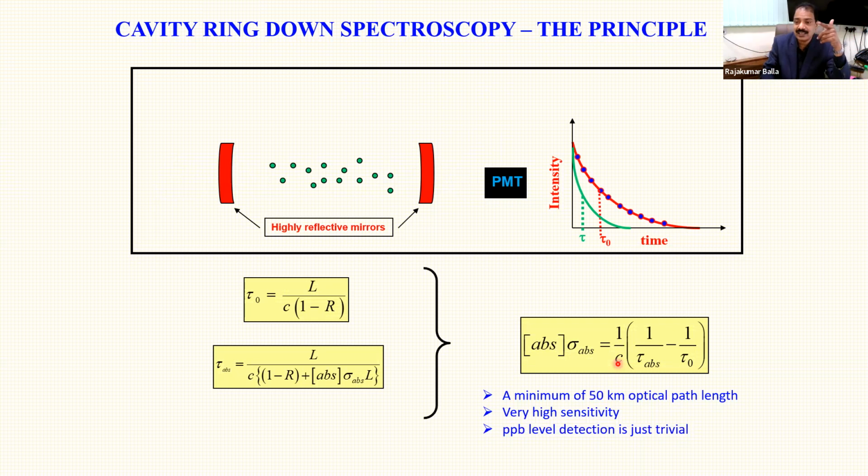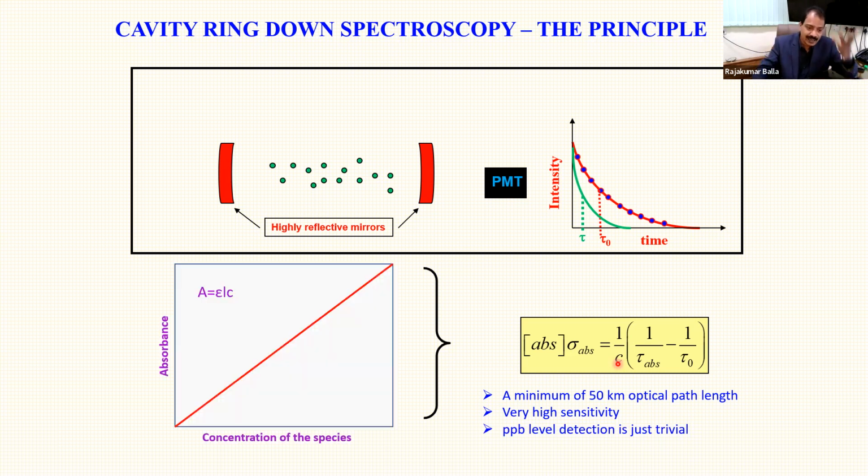But what is very important for you to notice is you have to understand the optical path length before the photon goes down to its natural lifetime. It would have crossed close to 100 kilometers in a 1 meter cavity. That means you can detect the concentrations up to parts per trillion. So that's the whole idea, right?